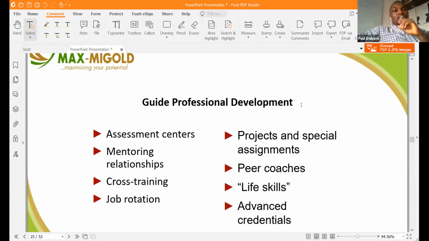Guiding professional development, like we said, is very important for your team. You can do this by establishing assessment centers, project and special assignments, where people are given projects or special assignments that give them the flexibility to research, to learn, to expand their scope, to pick up new skills. So it's also a way for you to help them develop professionally. Peer coaching, where two people within an organization can do things together and share ideas. Advanced credentials are very important. One of the reasons why most of us are here today is because we want to advance our credential by going through this program, because at the end of the program, we have a diploma in facility management.